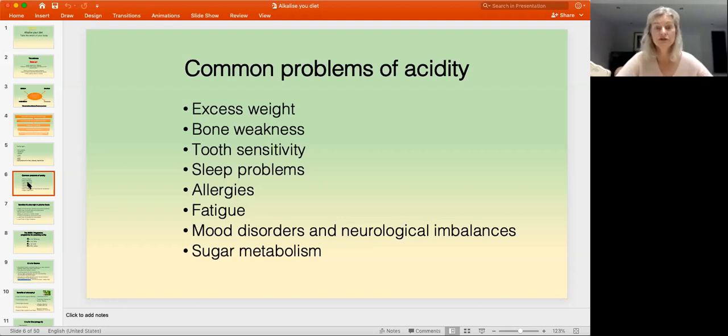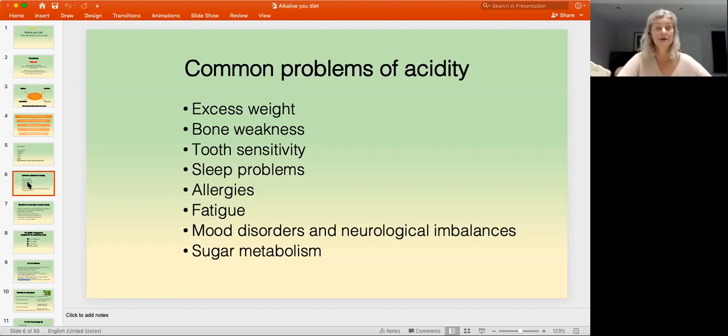Mood disorders and neurological imbalances. We produce a huge percentage of our happy hormone in our gut, and if our gut's out of balance, which becoming too acidic is likely to lead to, then the structure of our gut wall becomes compromised, and this can lead to lots of different issues, but also lack of serotonin, our happy hormone.